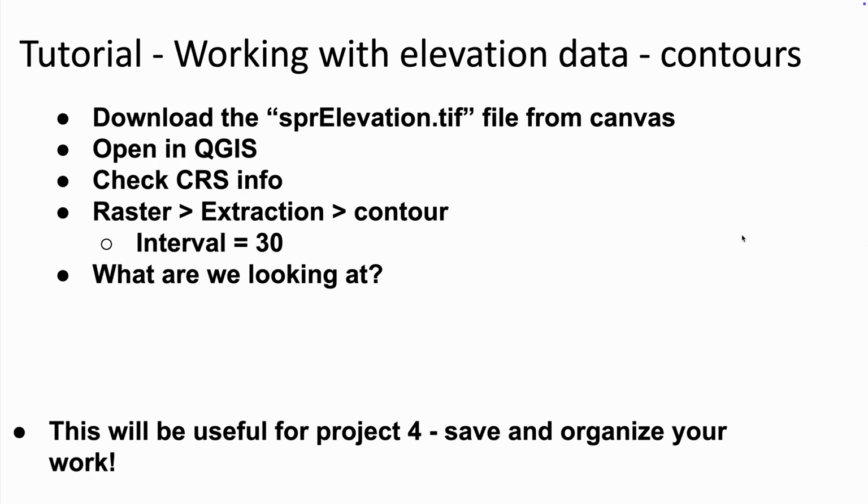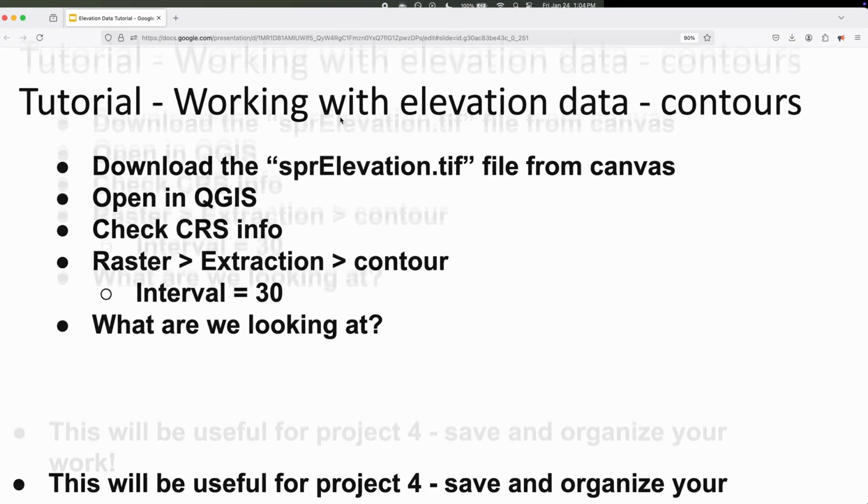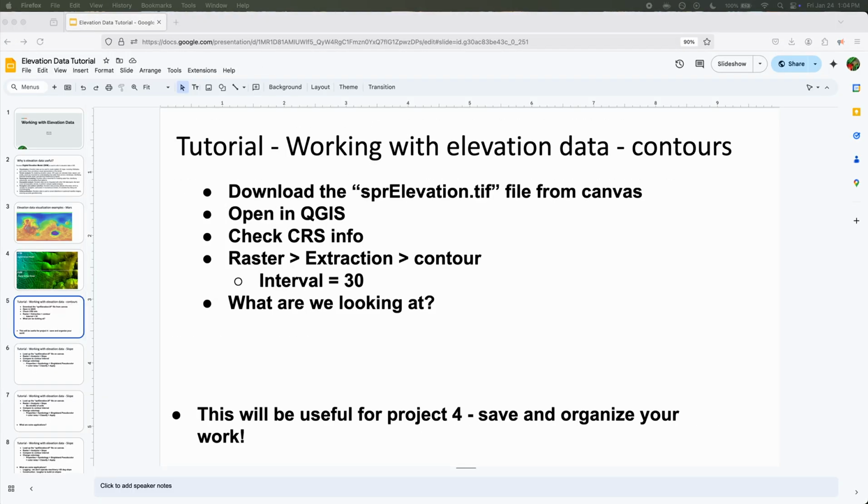So this is a tutorial. You should have all of the background data that you need about rasters and working with rasters in order to successfully perform this tutorial. So go ahead and download the SPR elevation.tiff file from Canvas and open it in QGIS and follow along with my tutorial here. So I'm going to X out of this slideshow. I'm going to fire up QGIS and I'm going to download those files from Canvas.